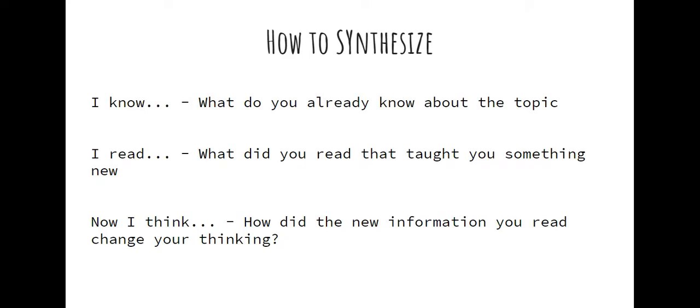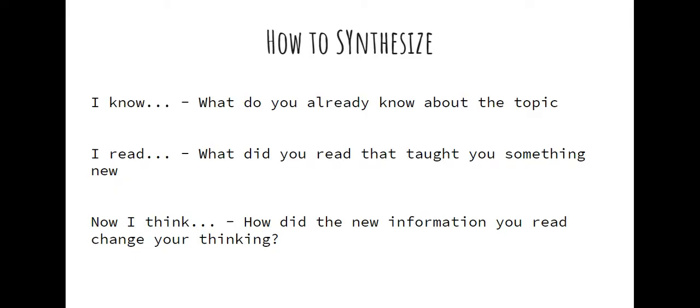How to synthesize. So let's explain the I know, I read, now I think. When you're saying I know, you're going to complete that with information that you already know about the topic. So it's information you had previously learned or read or understood to be the truth about an event or a topic or a situation. So you already have that information in your head. It's kind of like background knowledge.